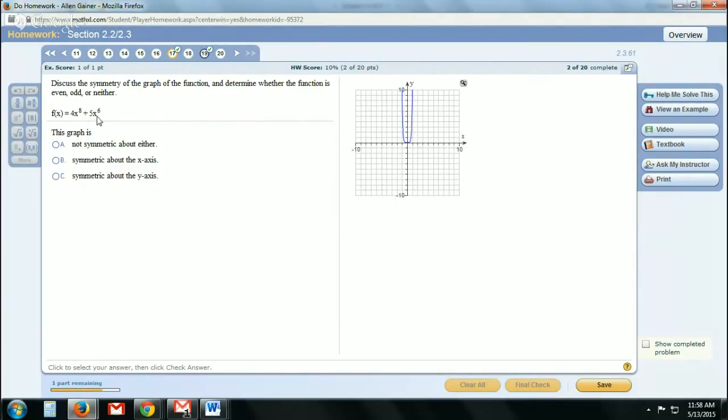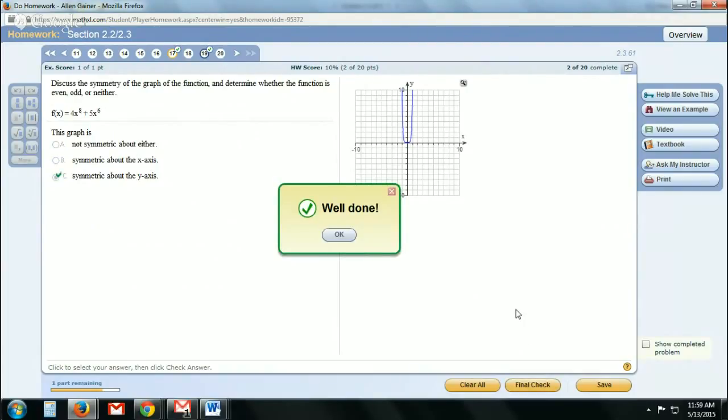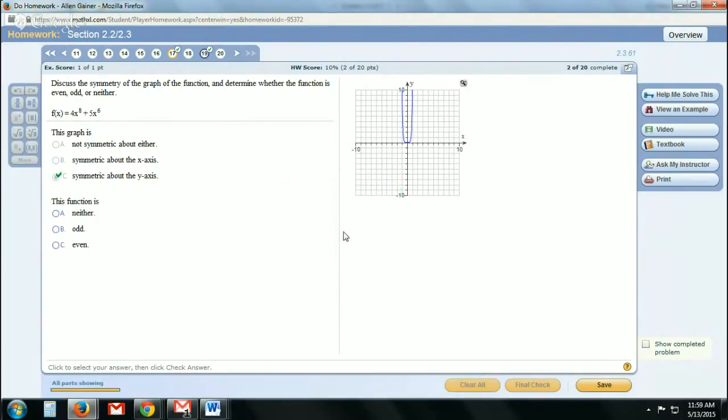What type of symmetry goes with an even function? Y-axis symmetry goes with an even function. So now if you see those even exponents, it's going to have y-axis symmetry, and anything with y-axis symmetry is an even function. Even functions have y-axis symmetry and all even exponents.